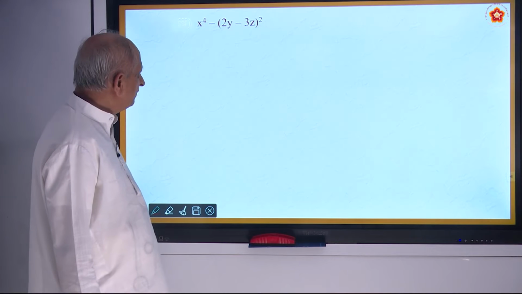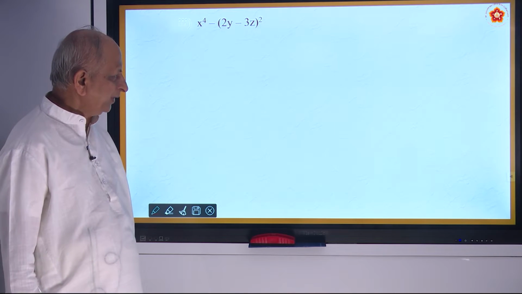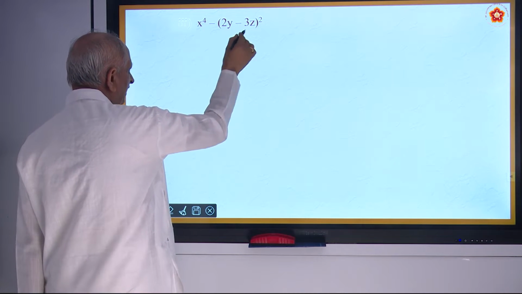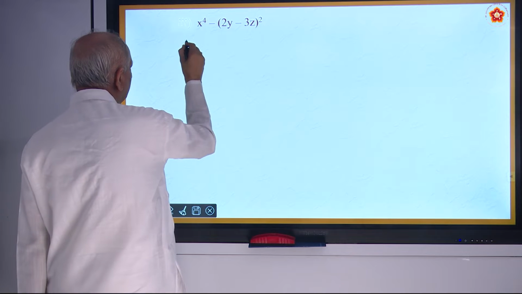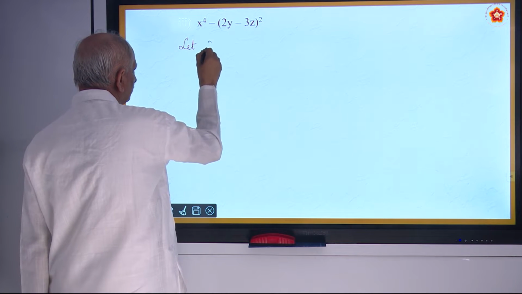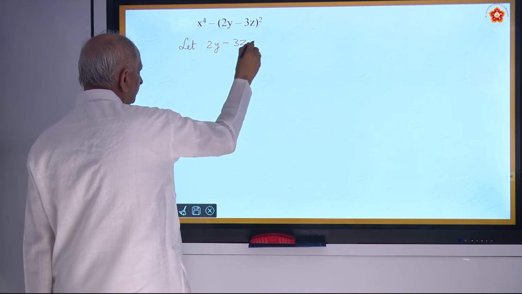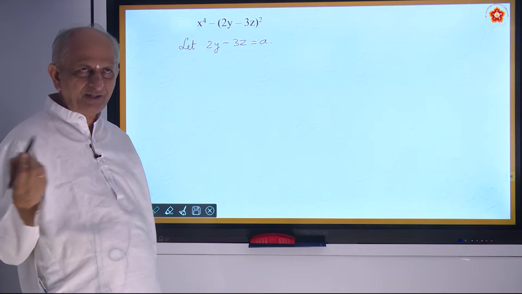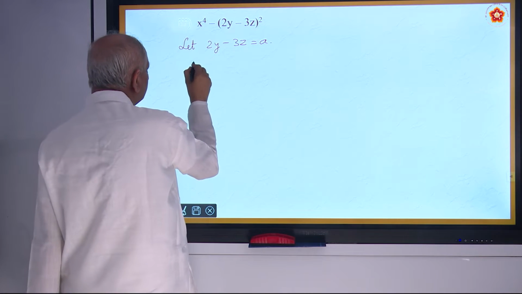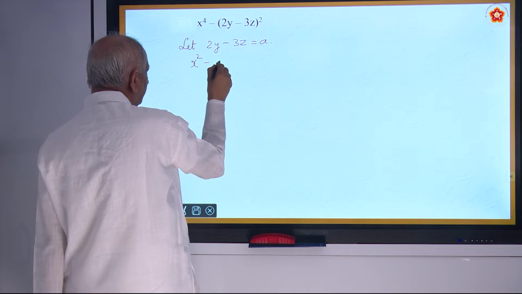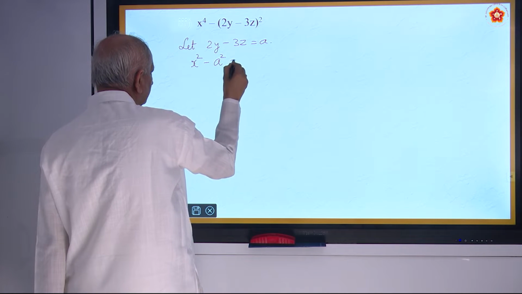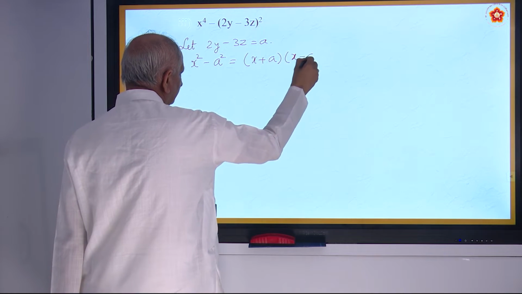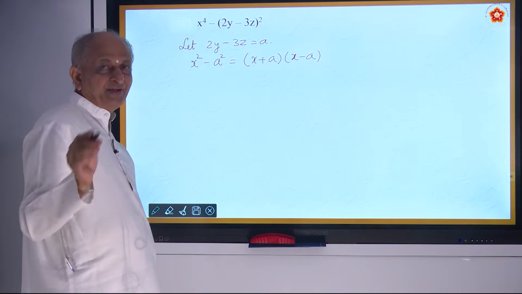Those are the factors. Next: x to the power of 4 minus 2y minus z square. You can take it like this, as a also you can take. So there are two methods. 2y minus 3z is equal to a. That also you can take. Or you can directly do, nothing wrong. So you have x squared minus a squared is equal to x plus a into x minus a. Difference of two square type.